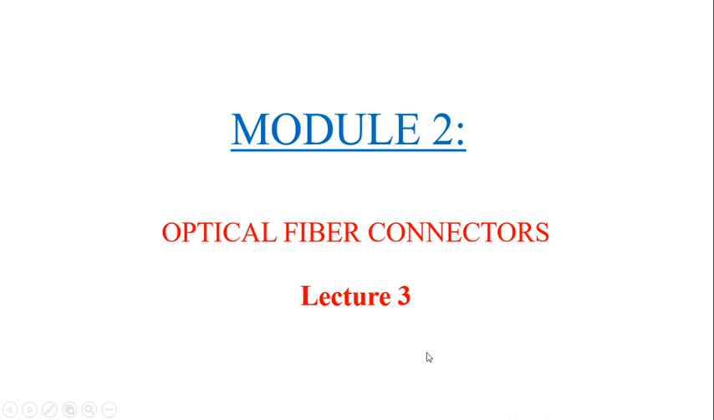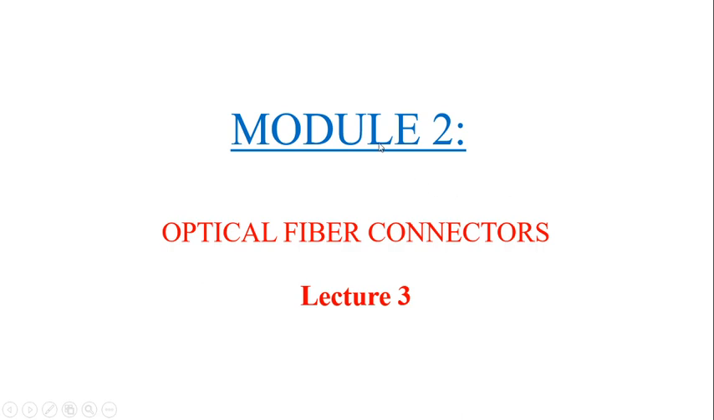Hello, welcome students. In the previous session, we discussed what fiber splicing is. Fiber splicing is nothing but connecting two fiber end faces with permanent connections. There are two methods of fiber splicing: one is fusion splicing, the second is mechanical splicing.